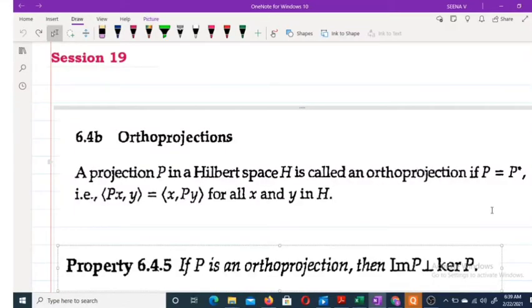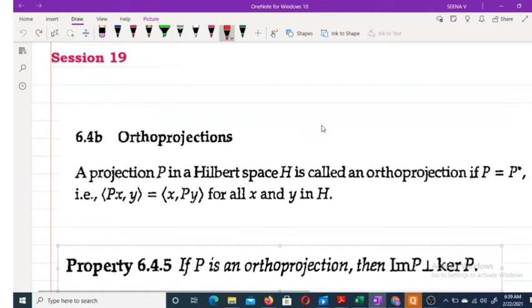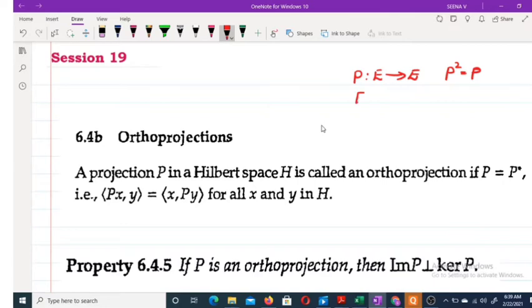Hi, good morning. Just recall what we have discussed in our last class. Last class we discussed the projection operator. Let E be a linear space. A projection on E is a map P from E to E which satisfies the condition P squared equals P. And if E1 equals image P and E2 equals kernel P, then we get E equals E1 plus E2.